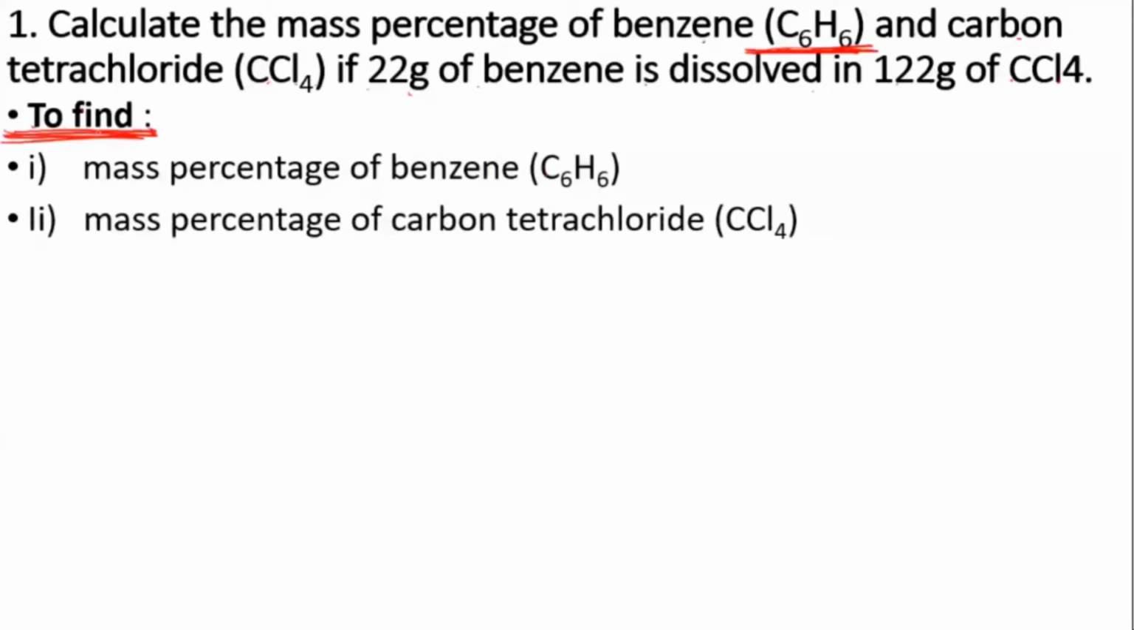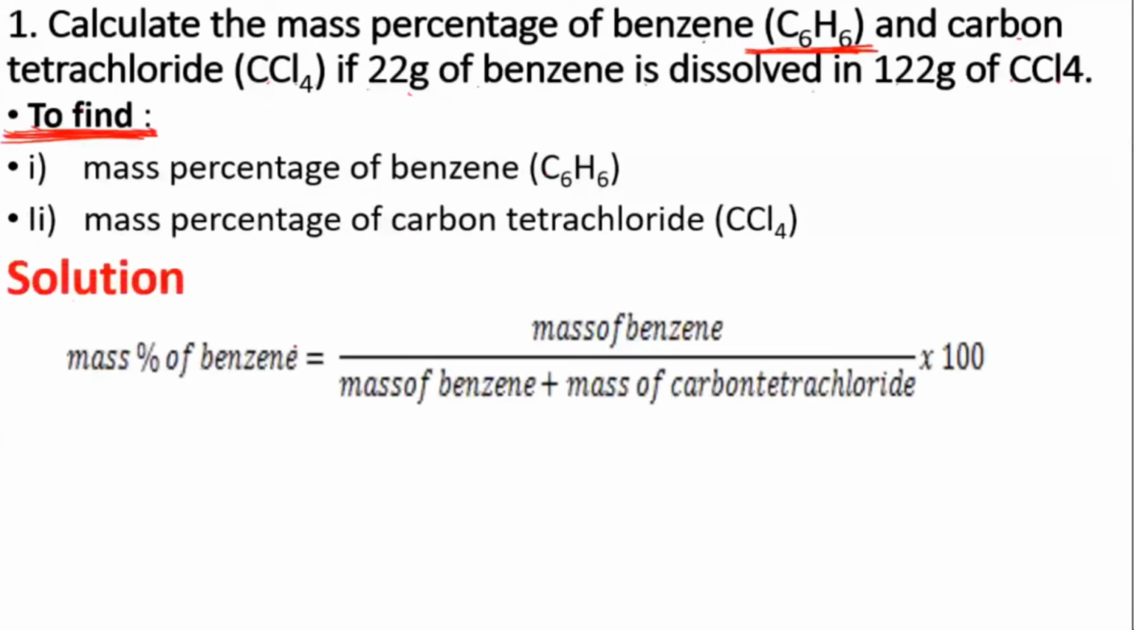So to calculate mass percentage, you know the formula, correct? Mass percentage of benzene, I have written for benzene first. So it is mass of benzene divided by the total mass of the solution. Here, the solution is made up of two things: one is benzene and the other one is carbon tetrachloride. So you will write mass of benzene plus mass of carbon tetrachloride, and into 100.